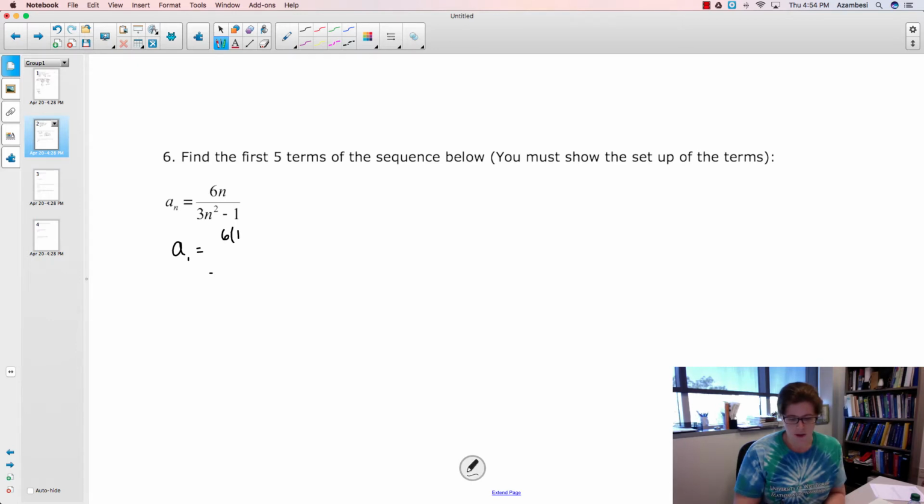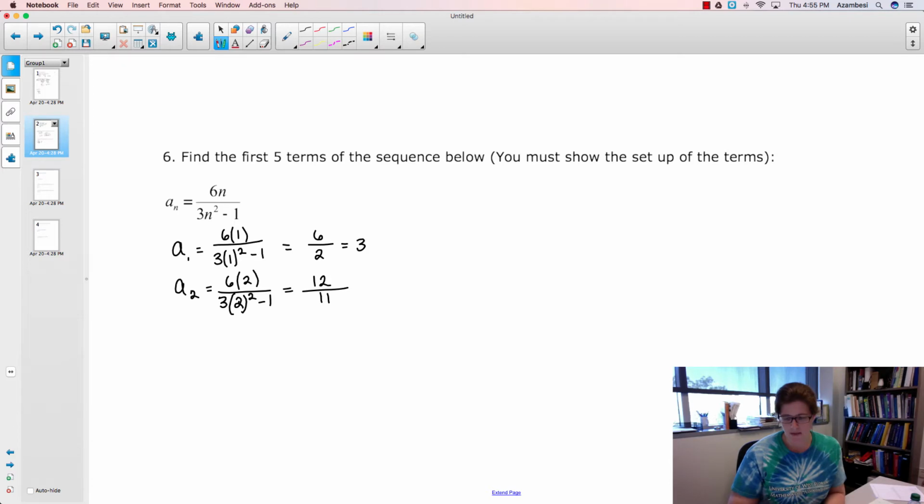A1 is 6 times 1 over 3 times 1 squared minus 1. You do not have to do all the arithmetic from here, so feel free to put that in your calculator and just give me a number back. So I have 6 over 3 minus 1 gives me 2, or 3 for the first term. A2 would be 6 times 2 over 3 times 2 squared minus 1 gives me 12 on the top. 2 squared is 4, so 12 minus 1 on the bottom gives me 11.